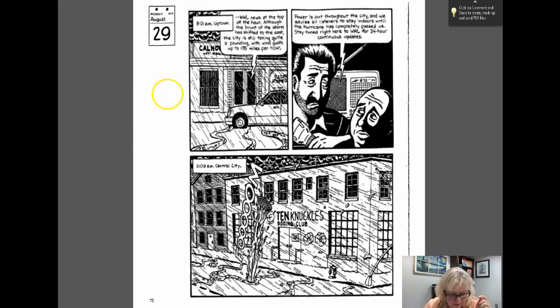And also the speech bubbles here, you can see this has kind of the little lightning thing that means it's coming out of a TV or a radio, in this case a radio.